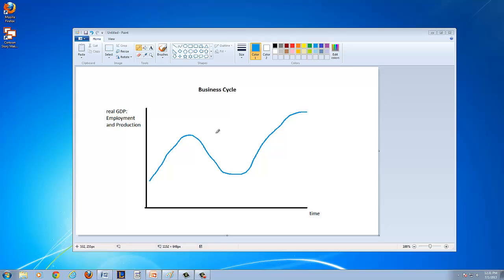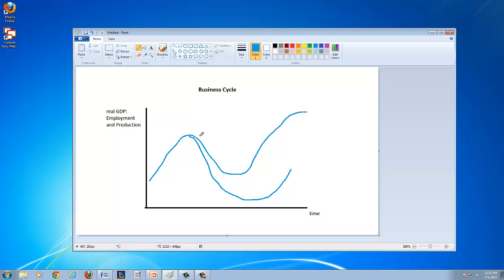When the recession is very deep and prolonged, we call this decrease in employment and production a depression. We don't have numbers necessarily for depression, but we define depression as a very deep and prolonged downturn.